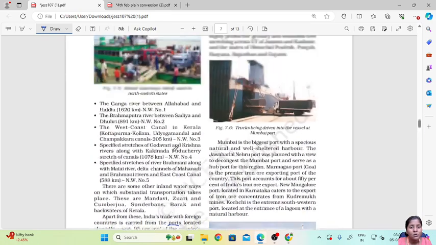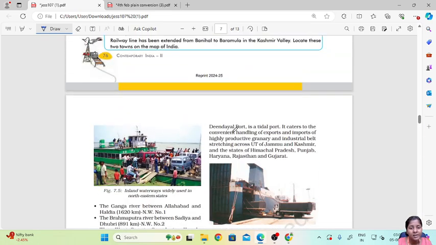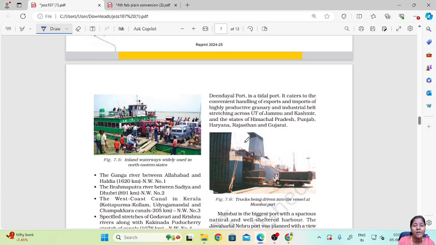Kandla is also known as the Deendayal port. It is a tidal port and it caters to the convenient handling of export and import of a highly productive granary and industrial belt. So this part is very important.